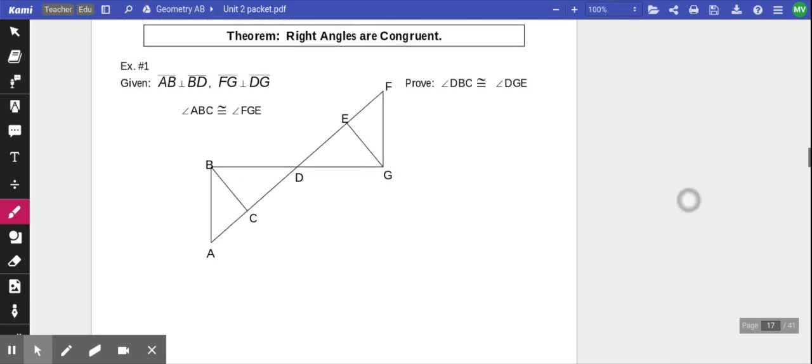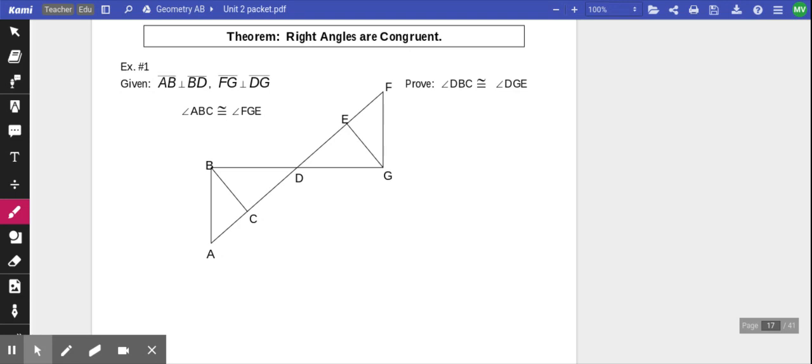So here in example 1, we are given that AB is perpendicular to BD. This is where I really start to like to use different colors, as well as labeling. Whether using different colors or the same colors, it's important that we're labeling. If you're using it in Canva, changing colors is easy. If you're doing it on paper, you might want to invest in some colored pencils.